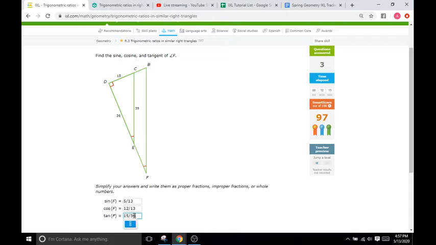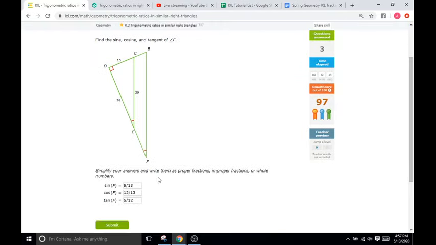Can we simplify that at all? Yes, of course. We can still divide both the numerator and denominator by 3. 15 divided by 3 is 5, and 36 divided by 3 is 12. Can we simplify that any further? No, we cannot. So that is going to be our answer.